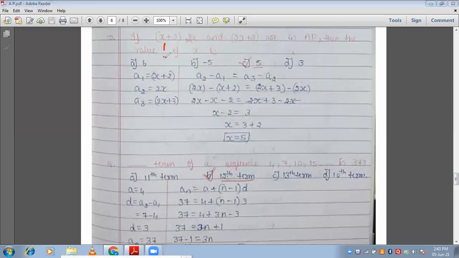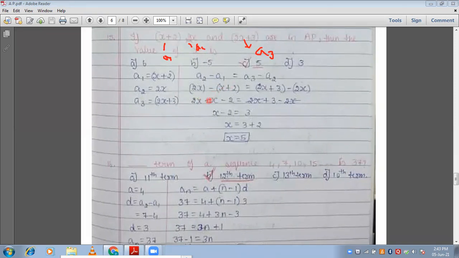This is A1. A1 is x plus 2. A2 is 2x. A3 is 2x plus 3. So A2 minus A1 is equal to A3 minus A2. Substitute all the values. A2 is 2x minus A1, which is x plus 2, is equal to A3, which is 2x plus 3, minus A2, which is 2x.